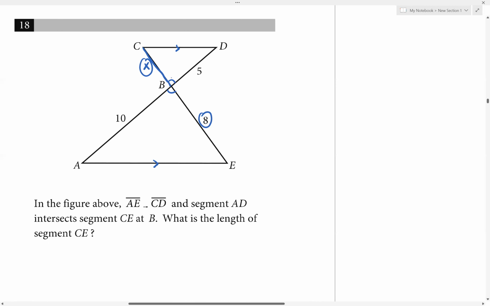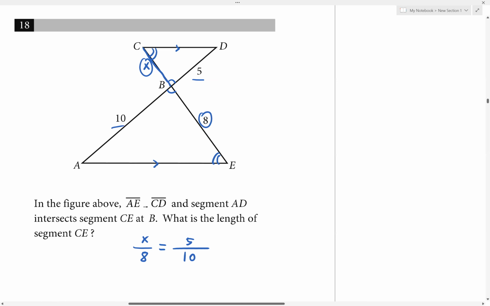Remember how we marked the angles earlier? These two angles are the same, and then we said angles C and E are equal. They are alternate interior angles. So X is between the single mark and the double mark, and the 8 is between the single mark and the double mark. That shows these two sides go together. So we can say X over 8 should equal the other two numbers, which go together: 5 and 10. So it'll be 5 over 10.